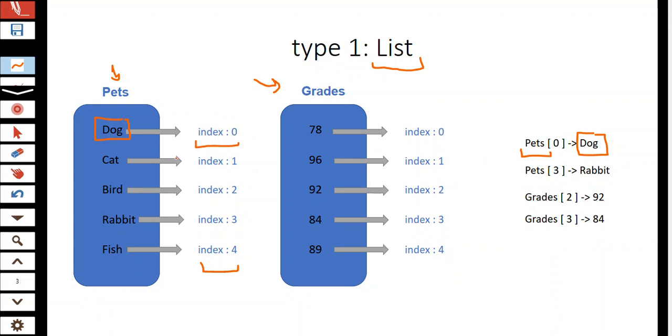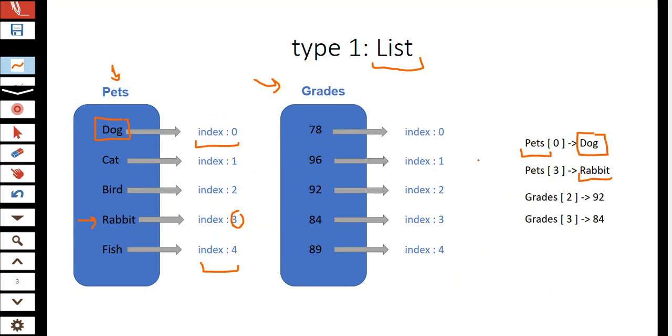Okay. Now, what if we wanted to access this element, rabbit? Then we say pets, the list name, and the index, which is 3. So pets of 3 will return rabbit for us. Now, let's take an example from the second list, which is grades.